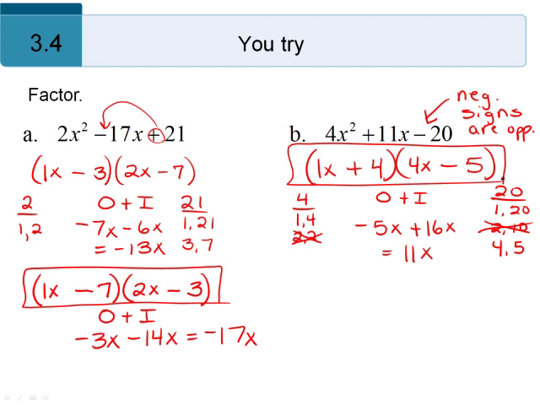Now, just a note, on these two problems that we just did, the very first parentheses, we had 1x plus 4 and 1x minus 7. Remember, WebAssign does not like you to write the 1, so I would put it in as x plus 4, 4x minus 5, and over here on A, leave that 1 off in front of the x and just put x minus 7, 2x minus 3, because they don't like that coefficient of 1 there. All right, so just be careful about that. All right, I think we have a couple more to try.